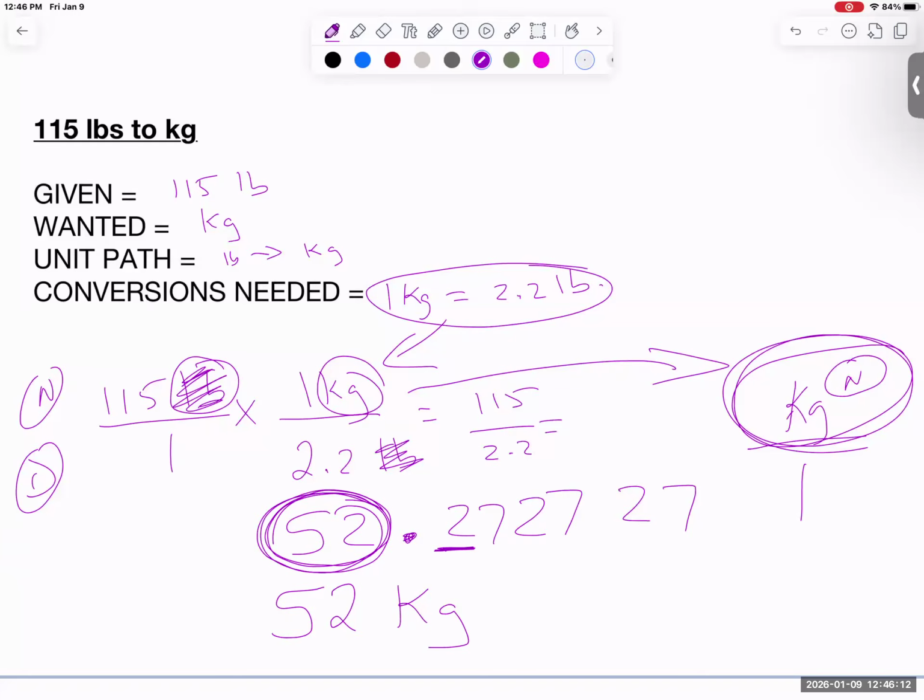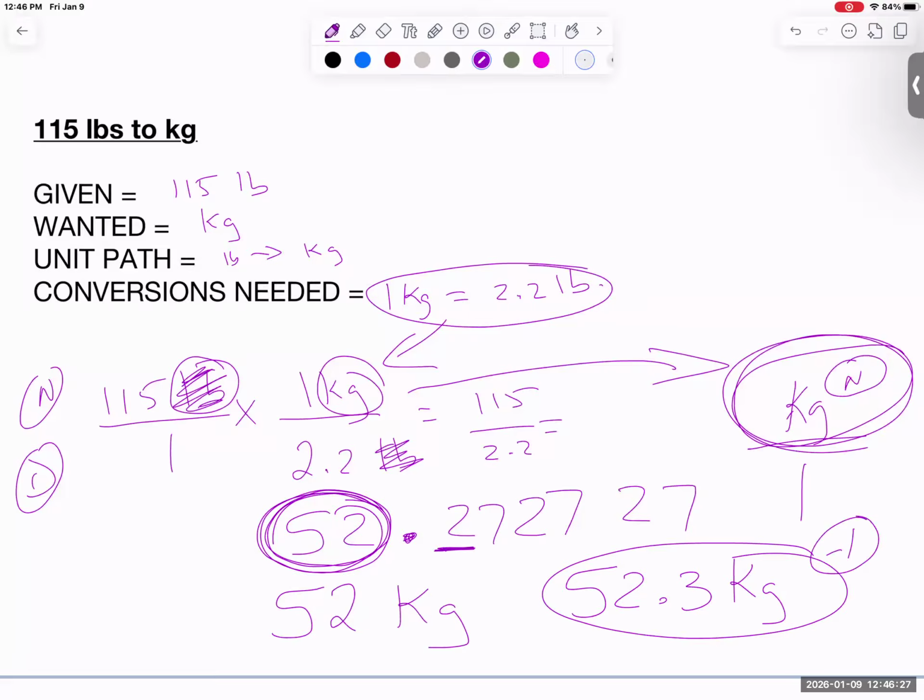Now let's say on the exam you wrote 52.3 kilograms. What would happen? I'd come to your house and say, what did you do? No. What would happen is I would just say, all right, you're going to lose 1 point for that. It's just a rounding error. Let's not lose our minds. So that's what I was talking about in the beginning about the rounding rules.